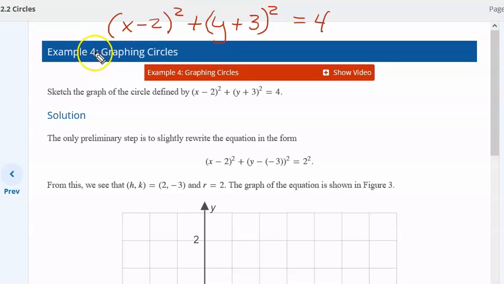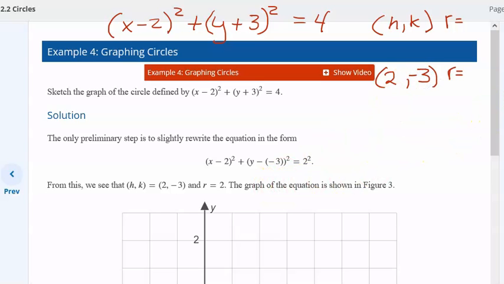So in example 4, this is our equation in standard form of the circle. So we need to pick out our h, k, and we need to find our radius. So again, studying this, our h, remember, is going to be the opposite sign of this. So that will be a 2. And the opposite sign of this for our y, which will be a -3.